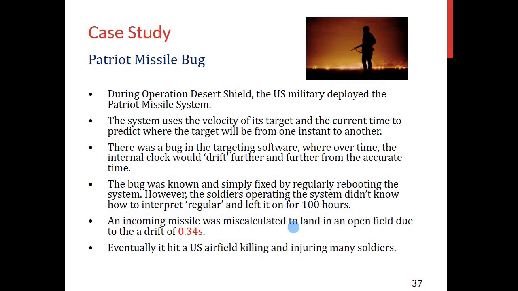And another interesting issue here is the timing issue, okay. So as you can see here, during Operation Desert Shield, okay, the US military deployed the Patriot missile system, and what it does is it uses the velocity of its target and the current time to predict where the target will be from one instant to another, okay. So what happened was there was a bug in the targeting software where over time the clock would drift further and further from the accurate time, okay.